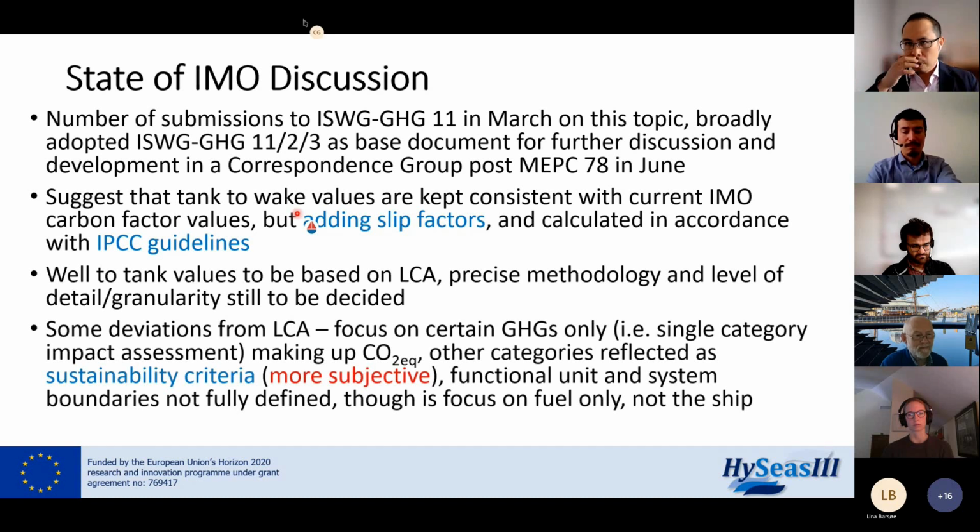Now, you will notice that where we started, ISO 14040 was this kind of broad guideline and framework that looked at all sorts of impact categories. What you notice in the IMO discussion is that there are already some deviations. So we focus on certain GHGs only. It's a single category impact assessment that makes up CO2 equivalent. And then instead of looking at all the other impact categories quantitatively, in the IMO system we're now thinking about having other categories reflected as sustainability criteria. So not necessarily quantitative, but actually more qualitative and even subjective.